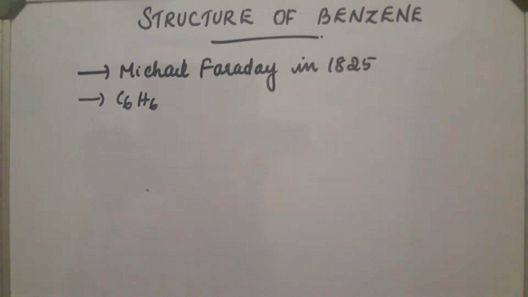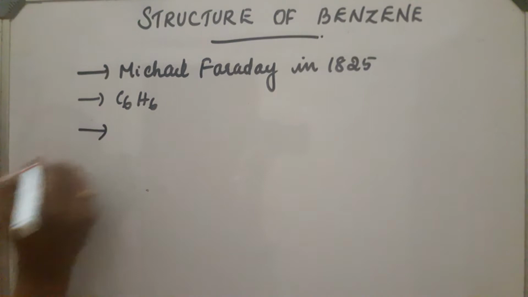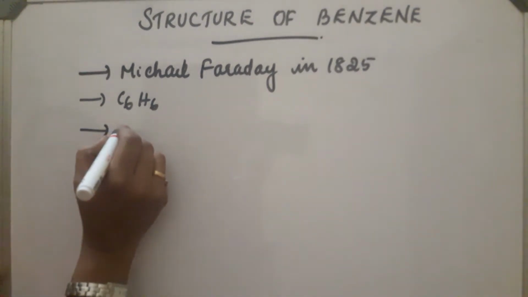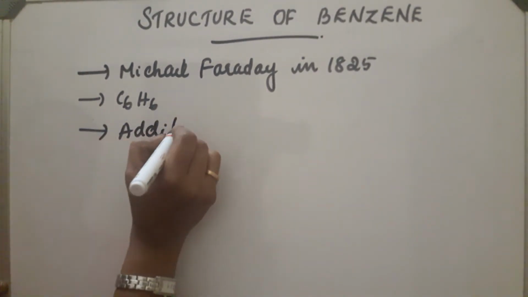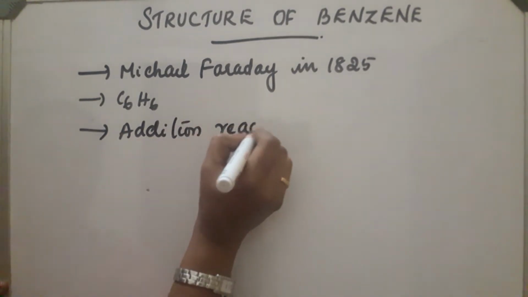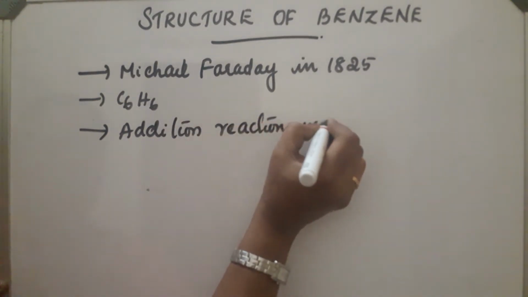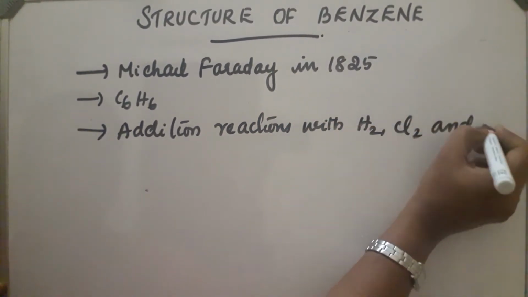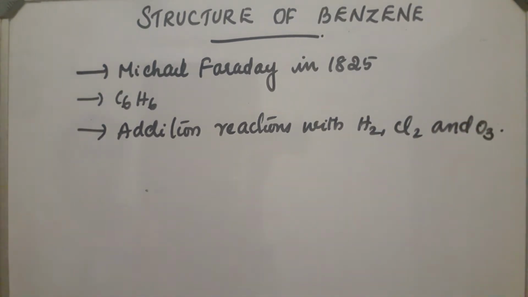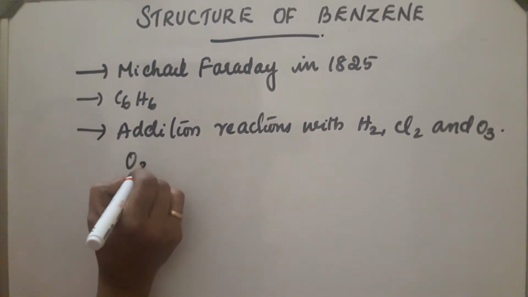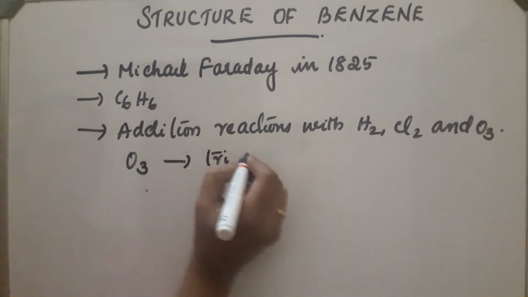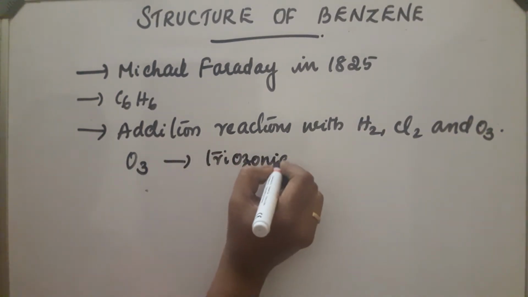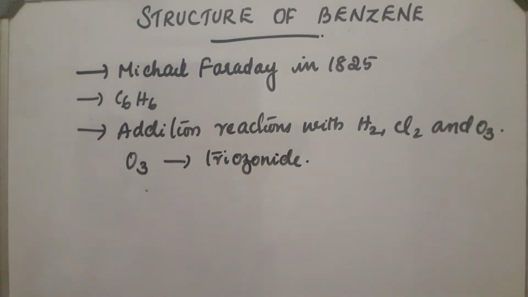Now, under certain conditions, benzene gives addition reactions with hydrogen, chlorine and ozone. Three molecules of these compounds add to the benzene and form addition products. In the case of ozone, it gives a compound called triozonide, where 3 ozone molecules are attached to the benzene.